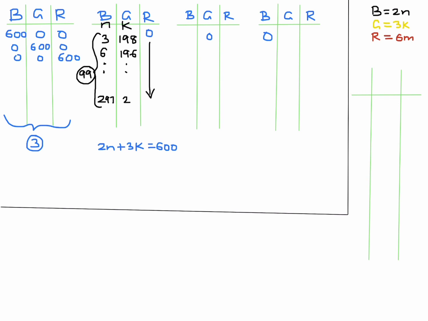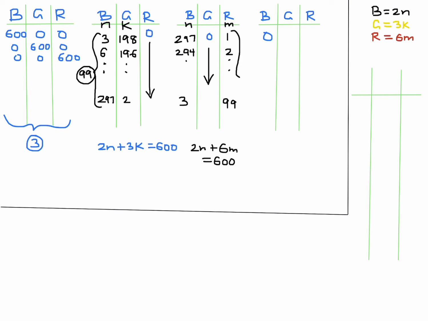This time g is 0. So we have 2n plus 6m this time is equal to 600. Okay, well, 0 all the way down there. So now let's start with red equal to 1. And again, I'm putting in values for n and m here. If m is 1, then I get for n 297. If m is 2, I get 294. And in a very predictable way, you just keep filling out those and you find out that the end of the road is 99 and 3.